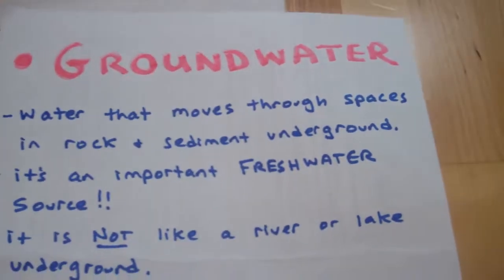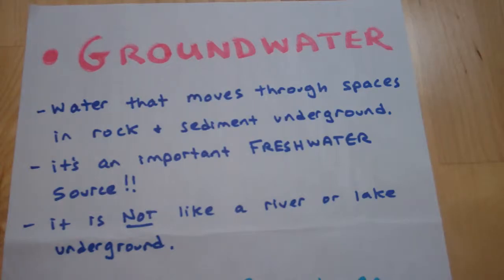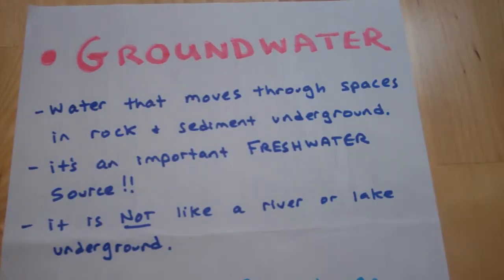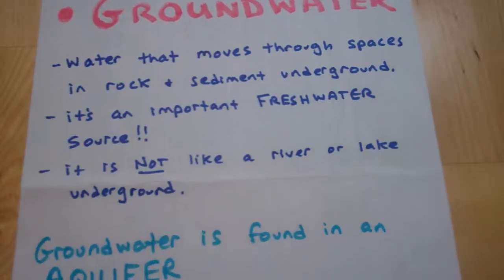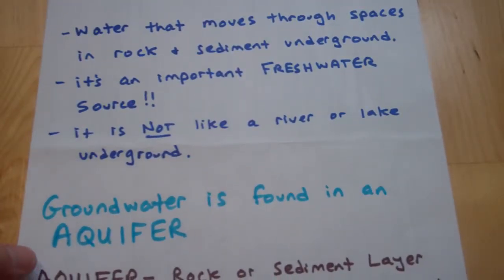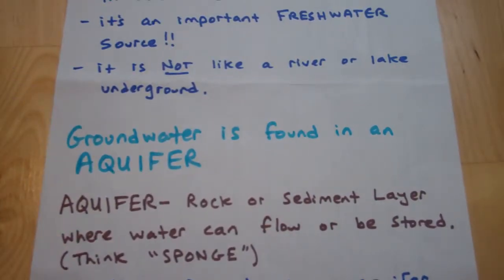So what is groundwater? Again, pause it if you need to. It's water that moves through spaces in rock and sediment underground. It's an extremely important freshwater source. It is not like a river or a lake underground. Okay? Groundwater is found in an aquifer. An aquifer is rock or sediment layers where water can flow or be stored.